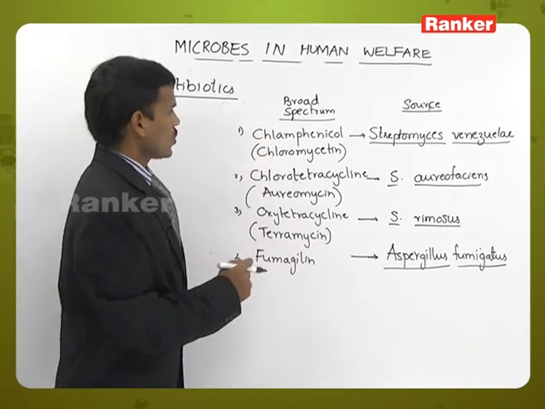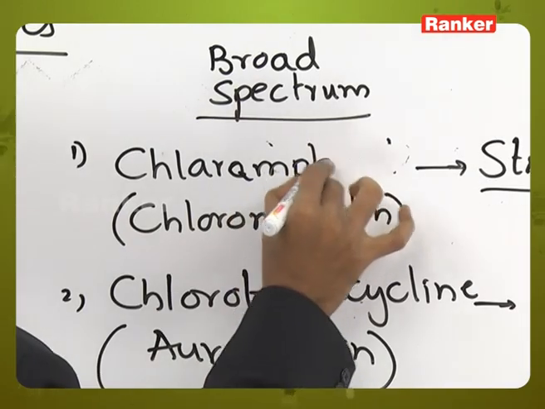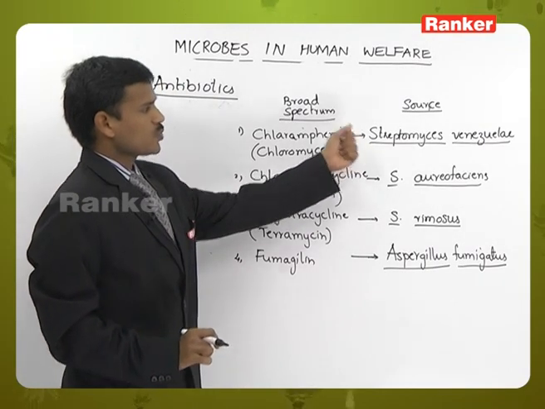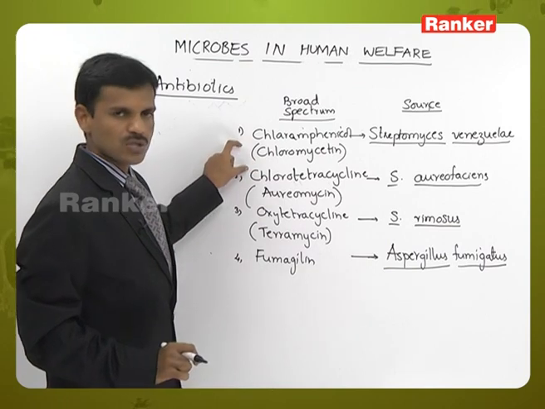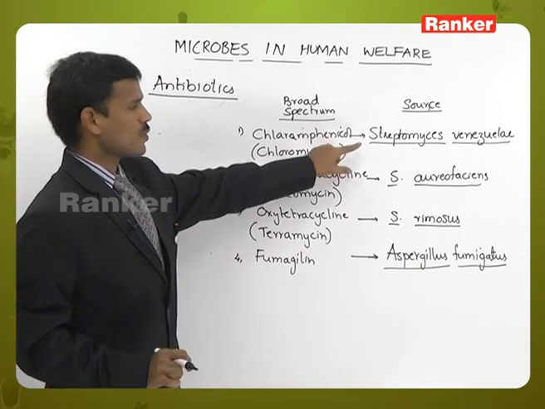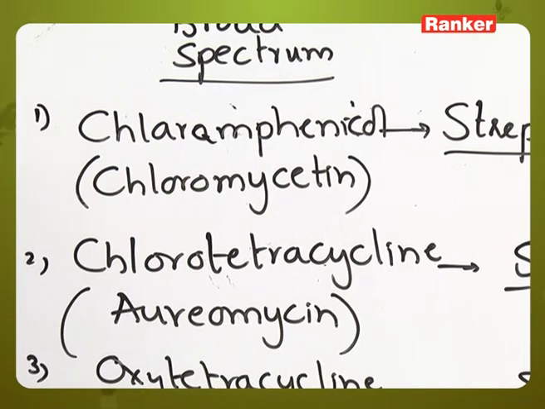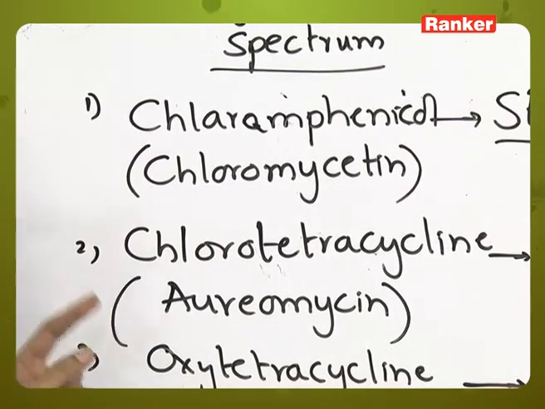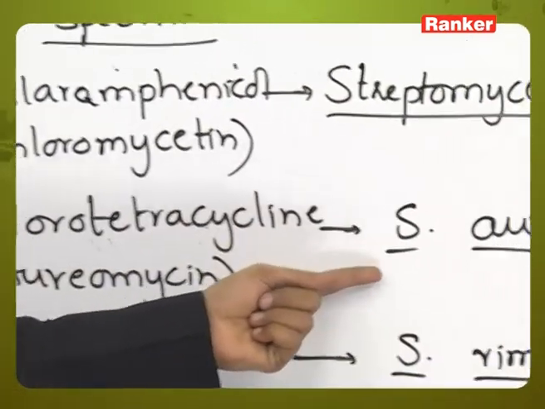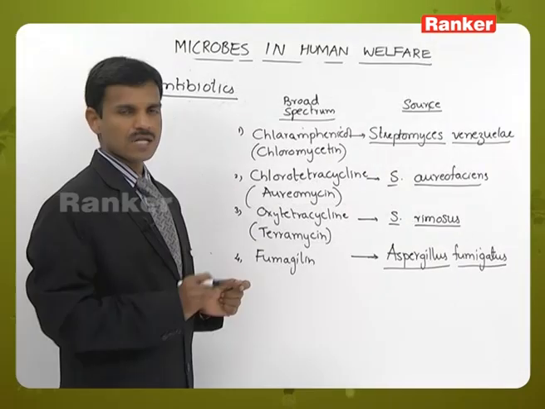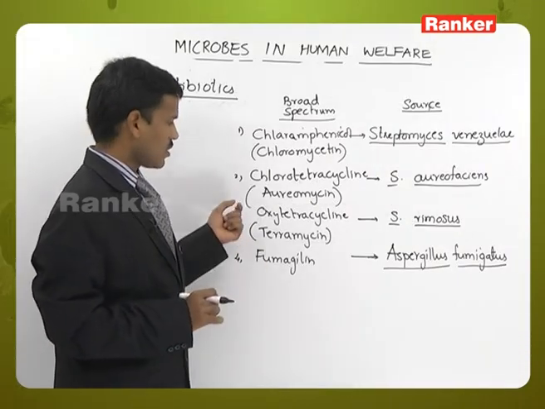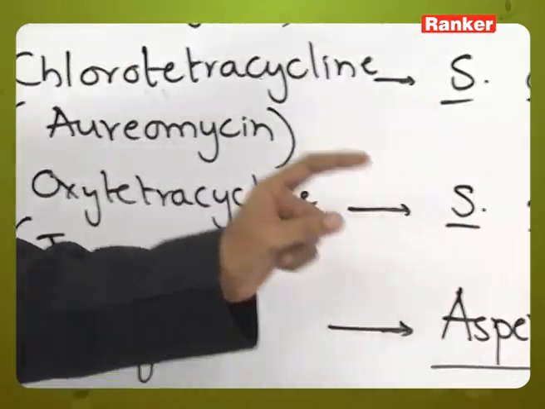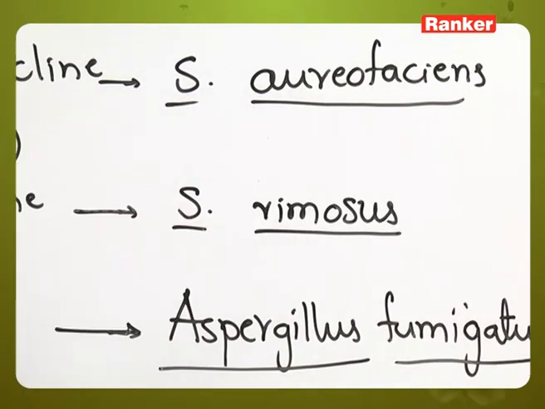Here, chloramphenicol is extracted from the bacterium Streptomyces venezuelae. It is also known as chloromycetin. Streptomyces is an actinomycetes bacterium. Chlortetracycline, also known as aureomycin, is extracted from Streptomyces aureofaciens, which is also an actinomycetes bacterium. Oxytetracycline, also known as terramycin, is extracted from Streptomyces rimosus.